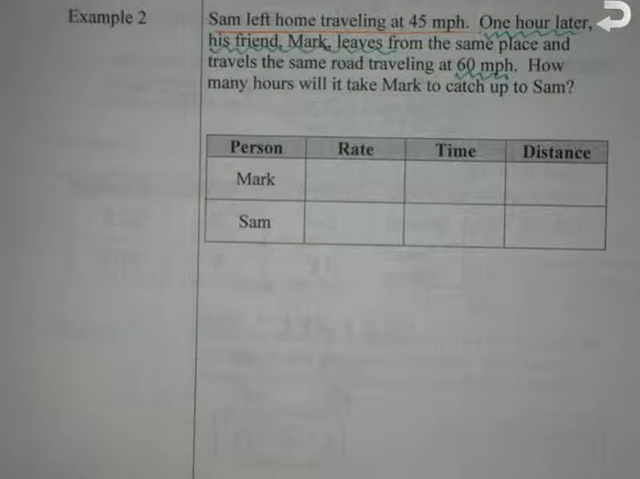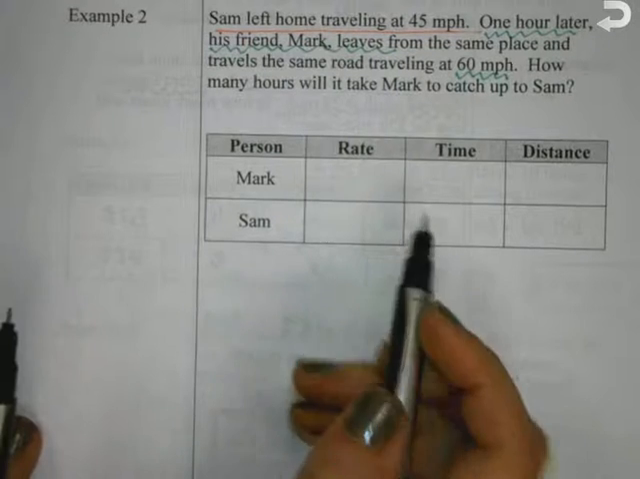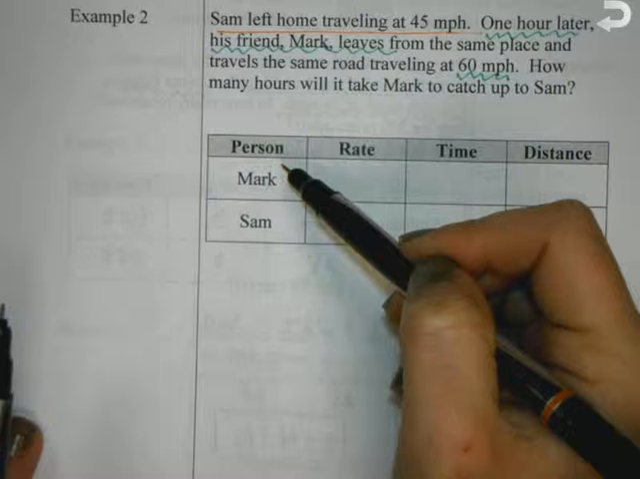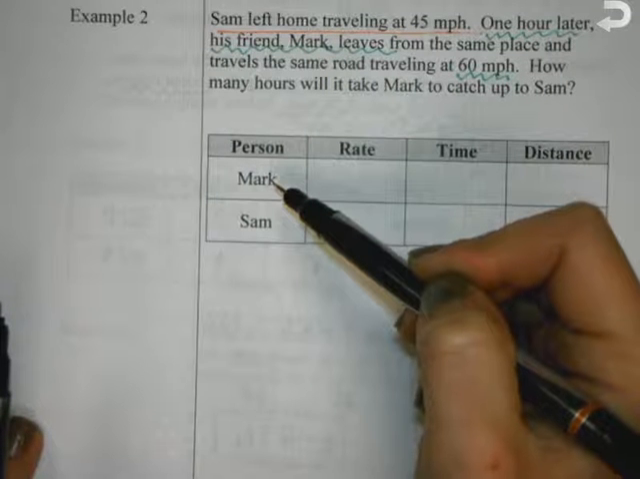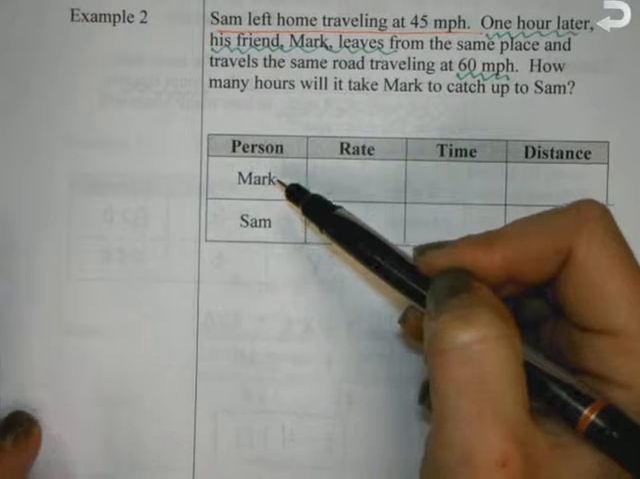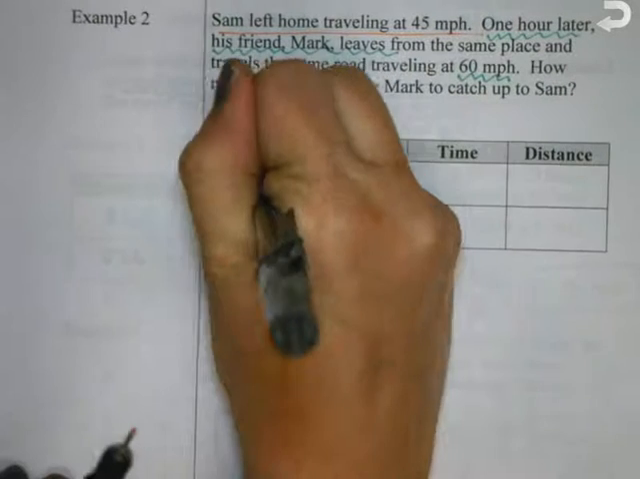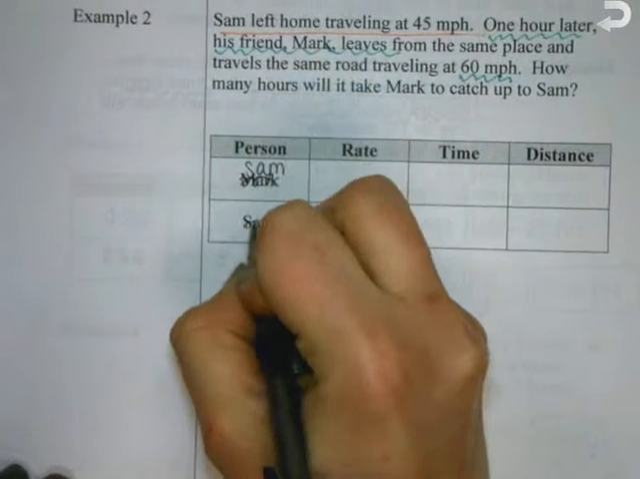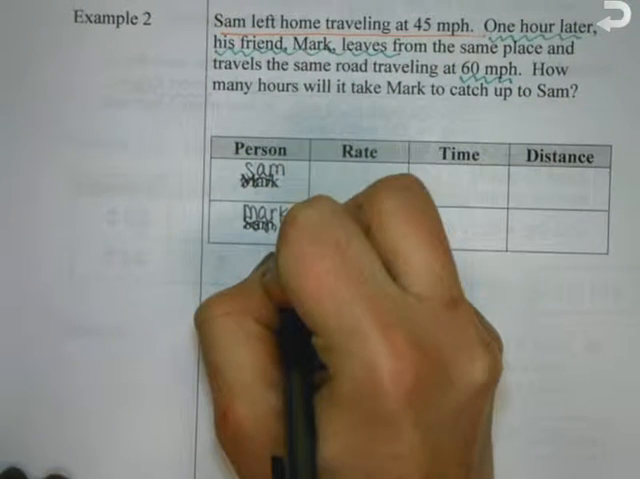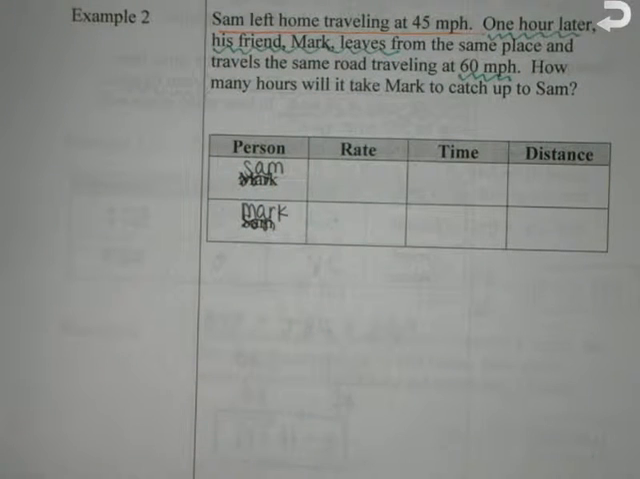So let's set up our table. First, we need to figure out what we don't know. Mark, he was going at what rate? Oh, I did these backwards. Hold on. This should be Sam. I'm sorry, guys. We have Sam and Mark. It really doesn't matter, but I already did the work, and I put Sam's information in Mark's spot. Okay, so this is Sam, Mark.